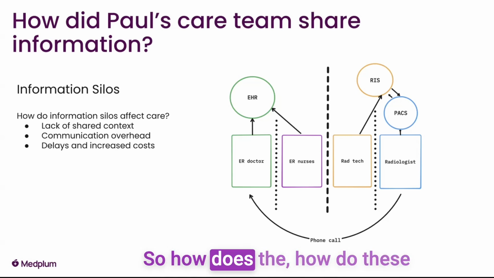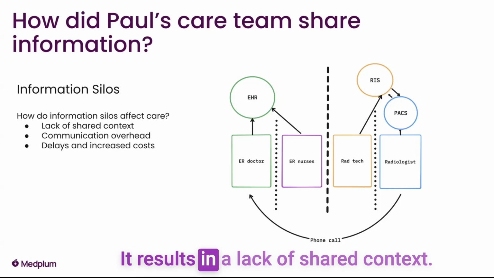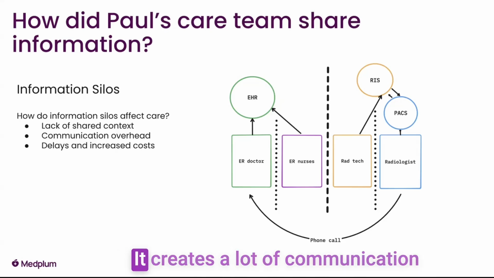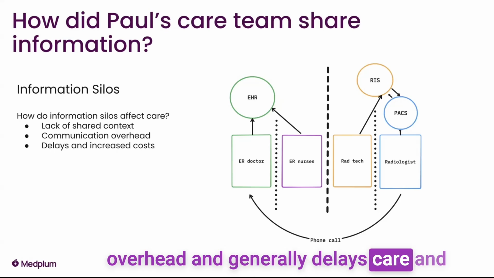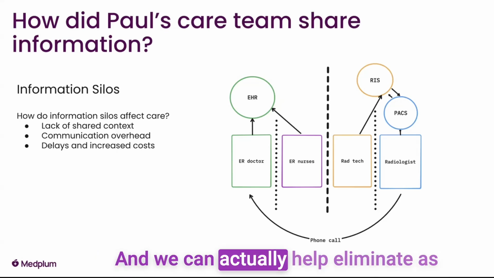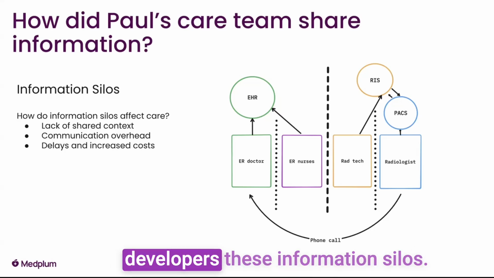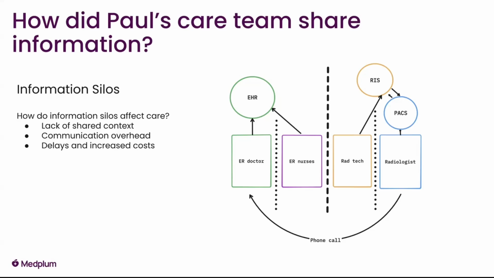So how do these information silos affect care? It results in a lack of shared context. It creates a lot of communication overhead and generally delays care and increases costs for the hospital systems. And we can actually help eliminate, as developers, these information silos. And with that, I will hand it over to Derek.